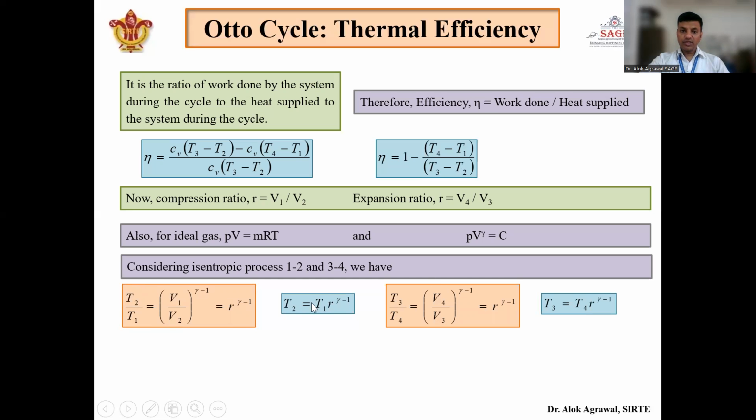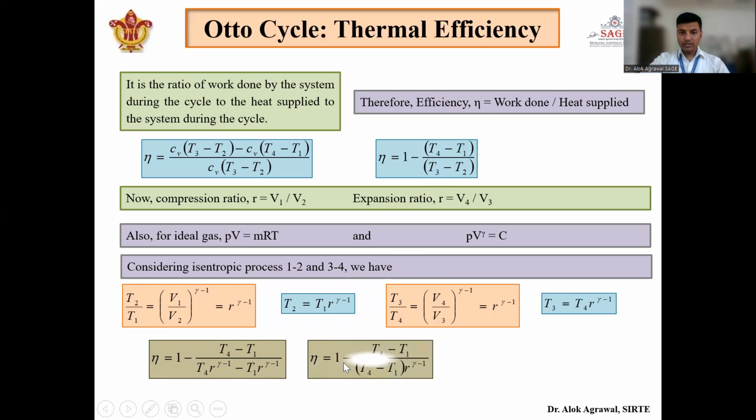So in this equation, we can replace this T2 by T1 and T3 by T4. Okay, so let us do that. Now I am writing in place of this T3, T4 r to the power gamma minus 1, and in place of T2, T1 r to the power gamma minus 1. From the denominator, this r to the power gamma minus 1 we can take common out. So what we get? 1 minus (T4 minus T1) upon (T4 minus T1) r to the power gamma minus 1, and this T4 minus T1 and T4 minus T1 will be cancelled out. So finally we get the efficiency as 1 minus 1 upon r to the power gamma minus 1.